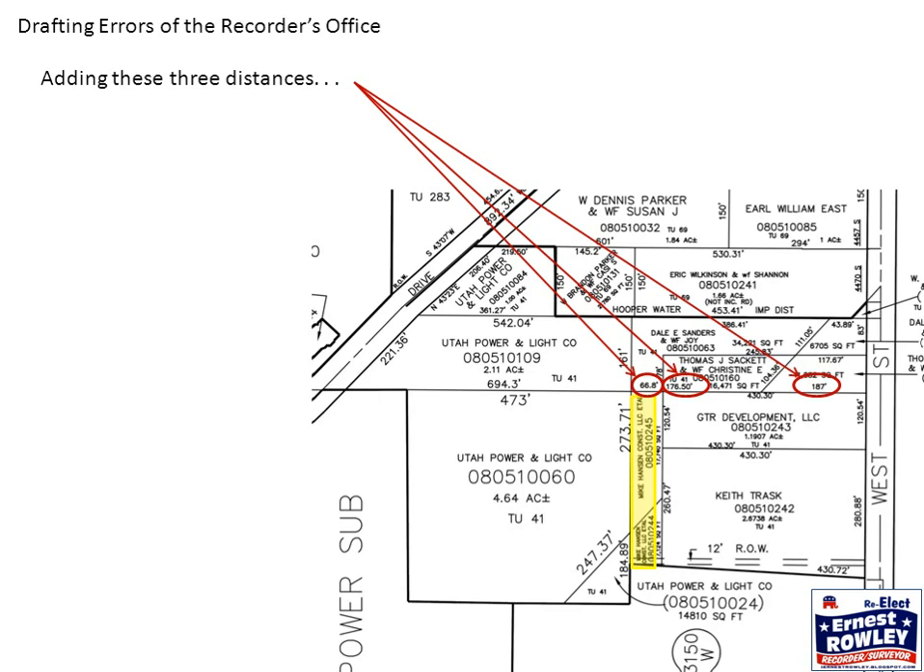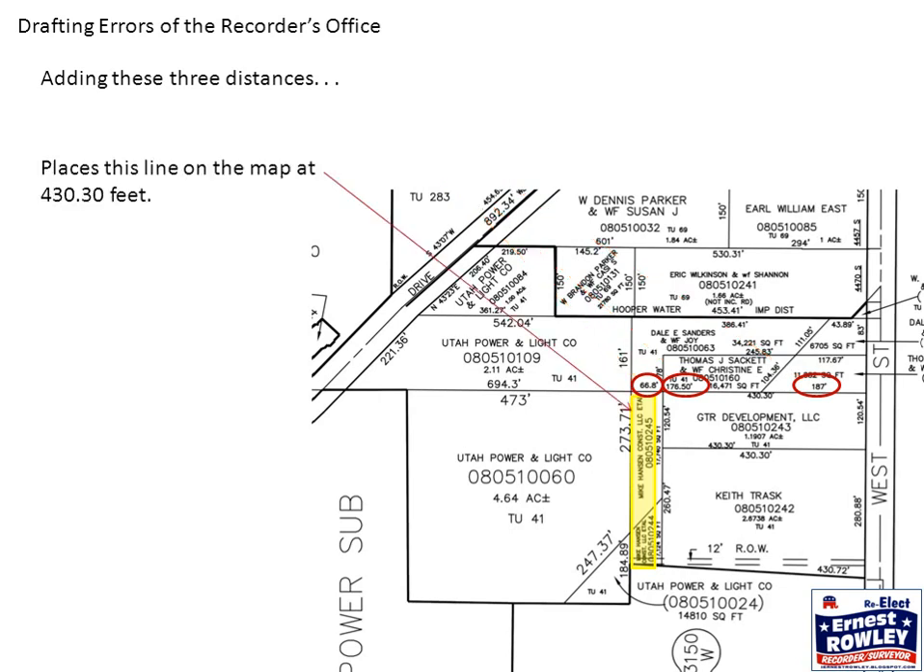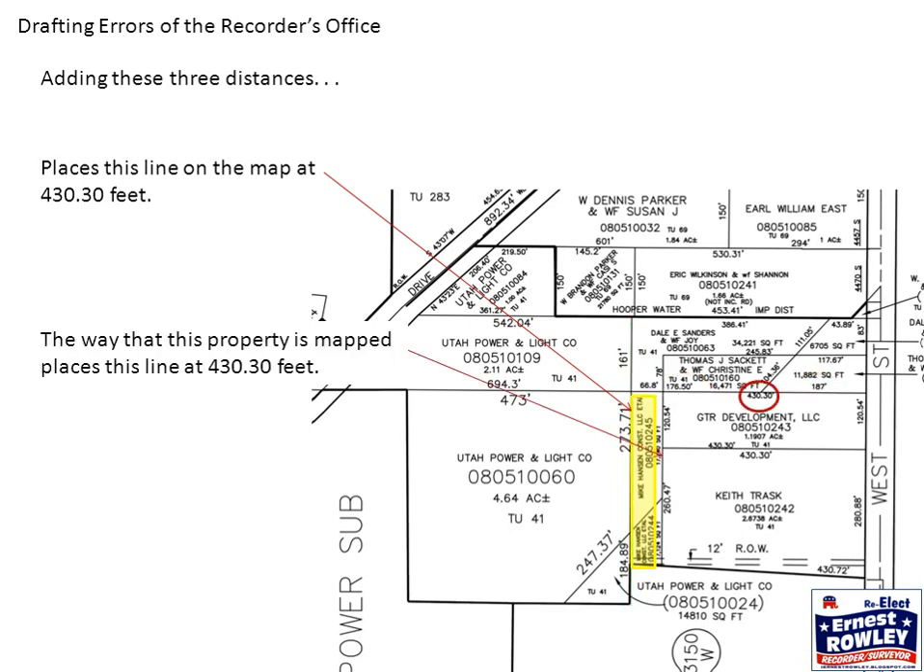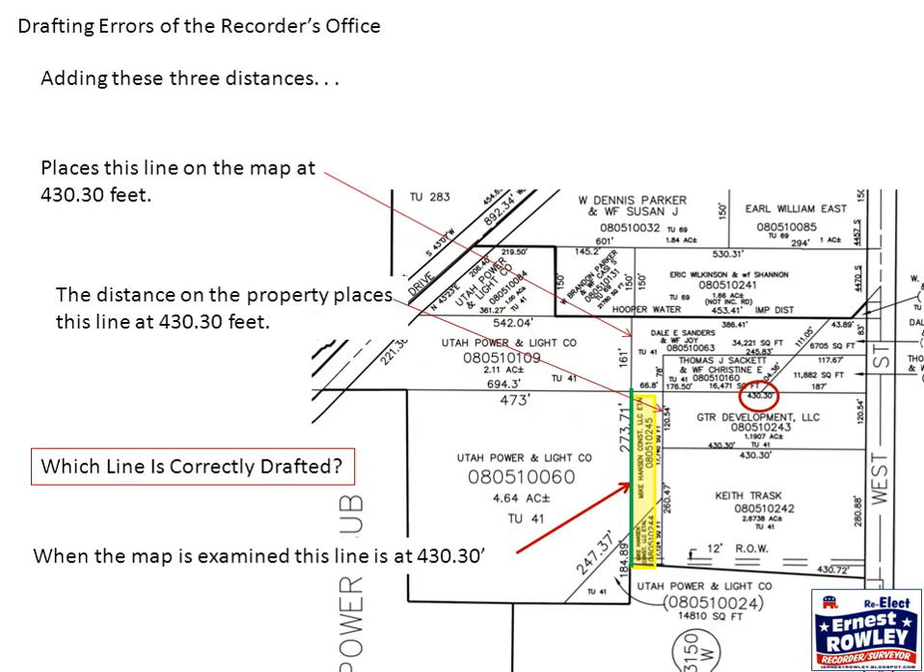If we add the distances of the three parcels on the north, they add up to 430.30 feet, which is the location of the green line. The way that the GTR property's west boundary was drafted places the red line at 430.30 feet. So, which line is correctly drafted? When the map is examined to see which lines are correctly drafted, it is found that the green line is the correct location, not the red one.